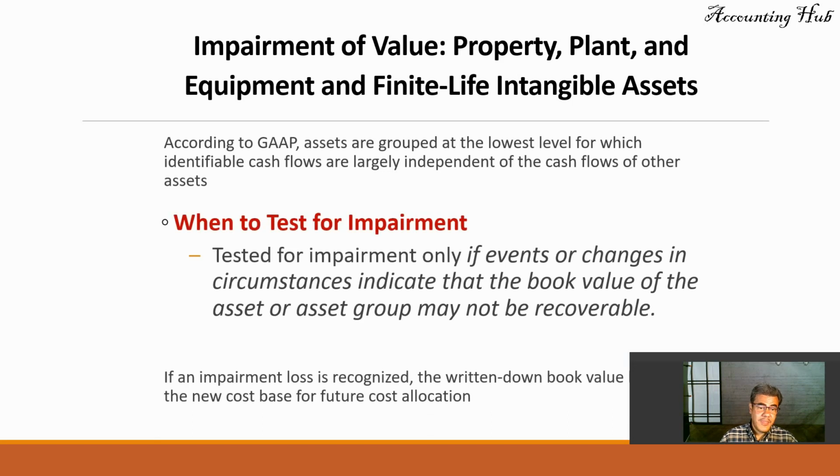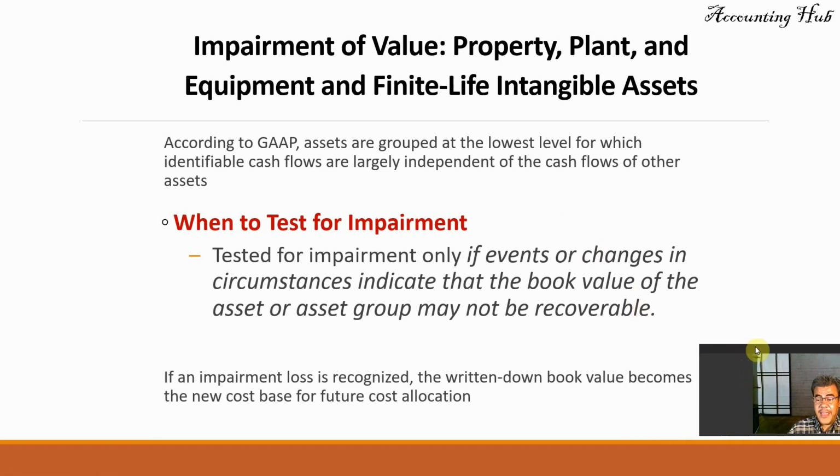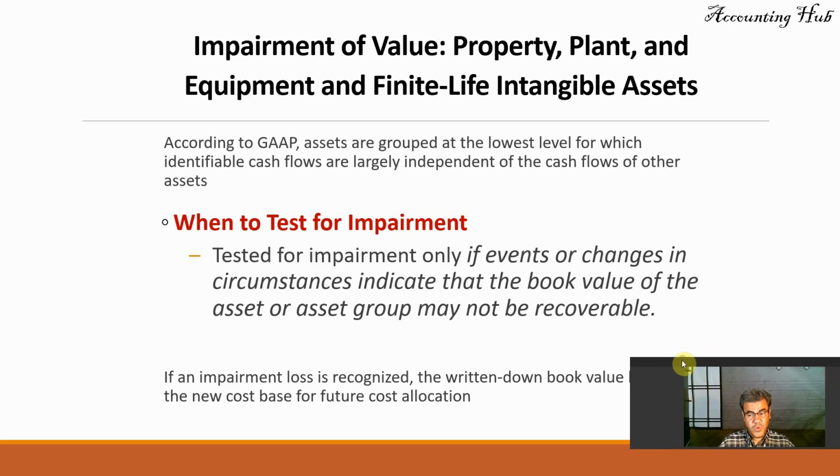And according to GAAP, when to test for impairment? Only if events or changes in circumstances indicate that the book value of the asset or asset group may not be recoverable. This is the first difference between US GAAP and IFRS. IFRS demands it to be done annually. If an impairment loss is recognized, the written down book value becomes the new cost base for future cost allocation. So it's just like we are selling our old asset and purchasing a new asset.